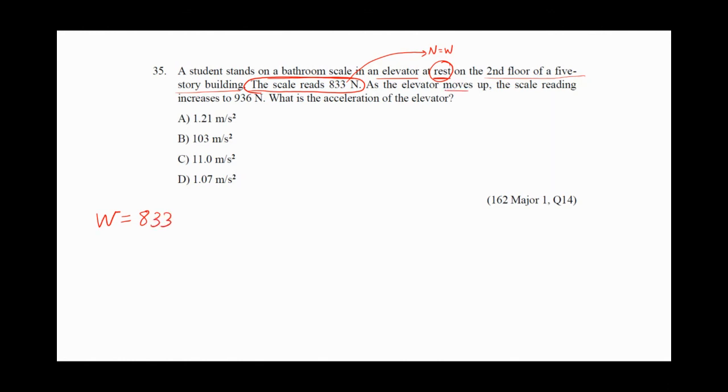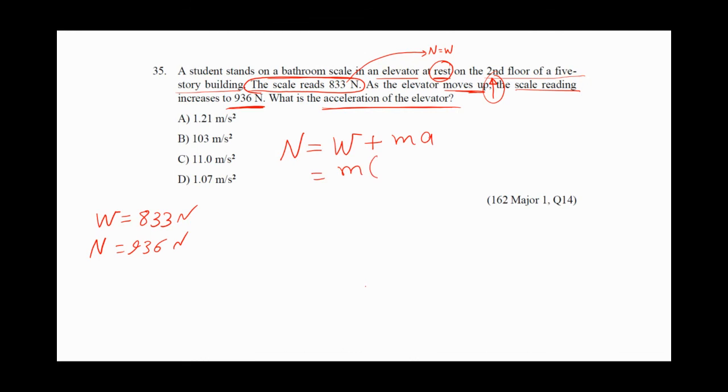As the elevator moves up, so I have the acceleration upward, the scale reading will become 936. It's normal. If the acceleration is upward, the reading will be more than the normal weight. So the reading, which is the normal force, equals 936 Newton, of course. What is the acceleration of the elevator? Remember that the reading of the scale equals the weight plus ma, or you can say m times (g plus a), because you are moving upward. You can use this one or this one.